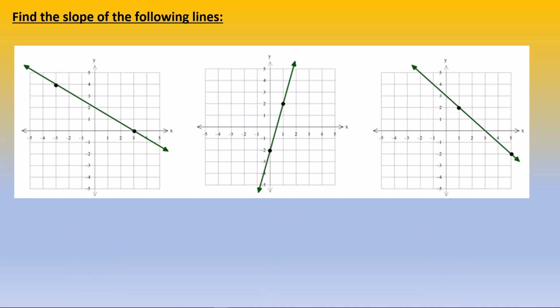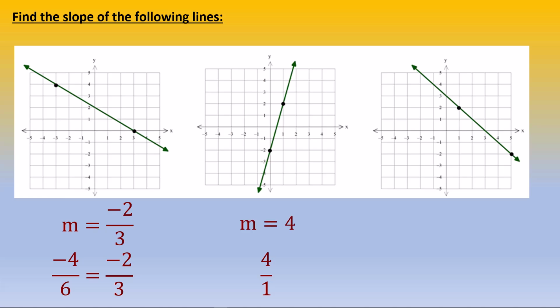Let's try one more set of examples. In this first line, the rise is -4, the run is 6. -4 over 6 reduces to -2 over 3, and so the slope for this line is -2 over 3. Try the middle line. Here, the rise is 4, the run is 1, so the slope is simply m equals 4. And this last one, the rise is -4, the run is +4, reduces to -1 over 1, the slope is m equals -1.